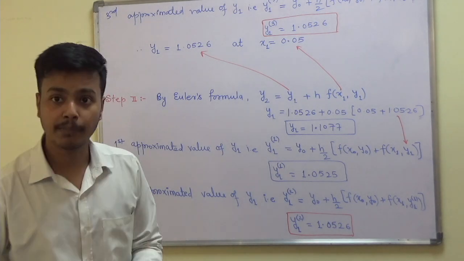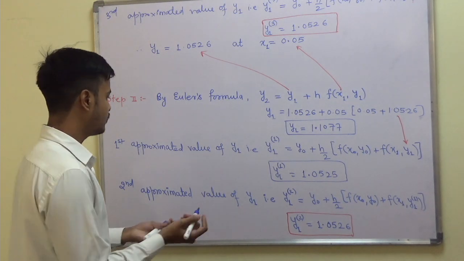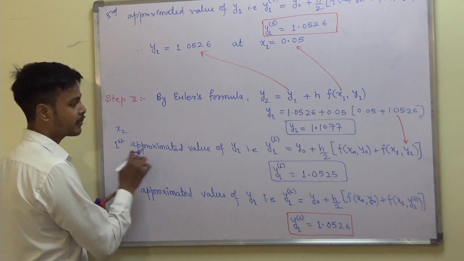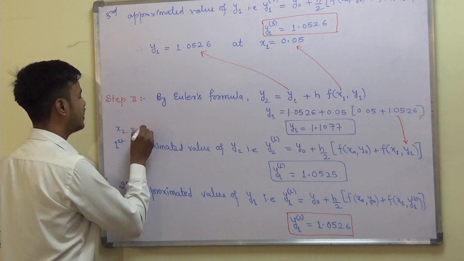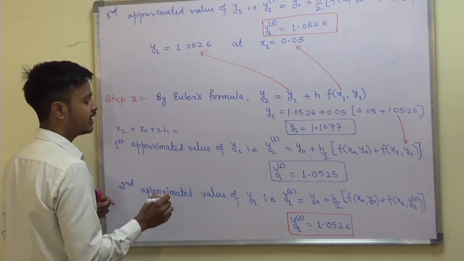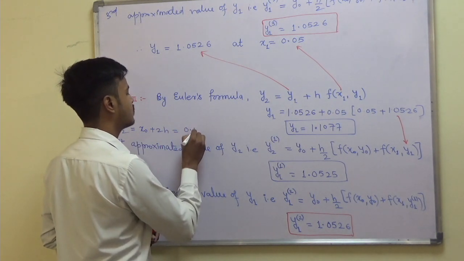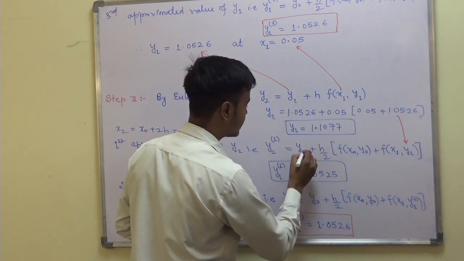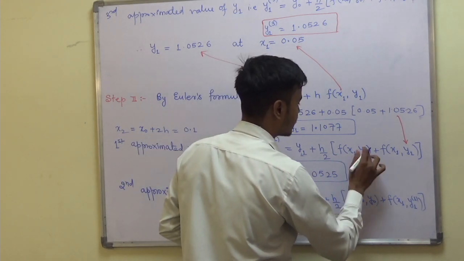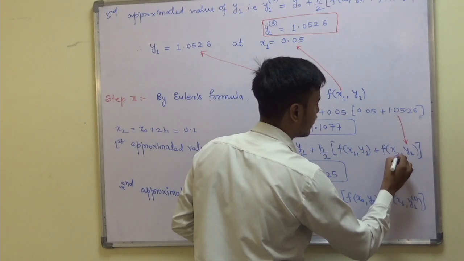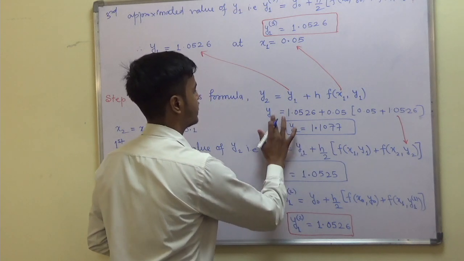Now you have to find the approximated value of this, and repeat it till the values agree. But we need x2 in order to find the first approximated value of y2, which is y21. So what is x2? x2 is x0 plus 2h. The value is 0 plus 2 times 0.05, so this is 0.1. Now let us find it out. So it is y1, x1, y1, x2, y2. This is y2, this is also y2.